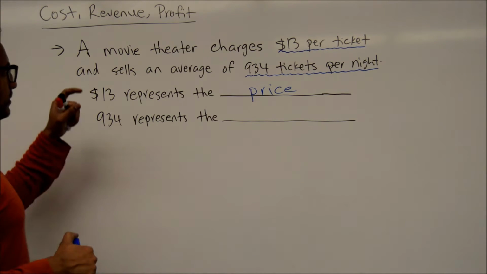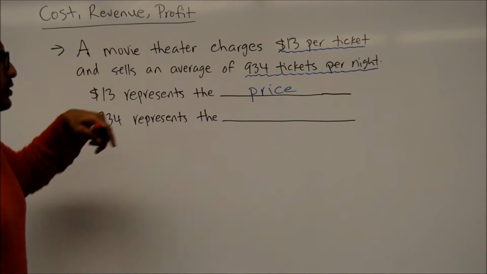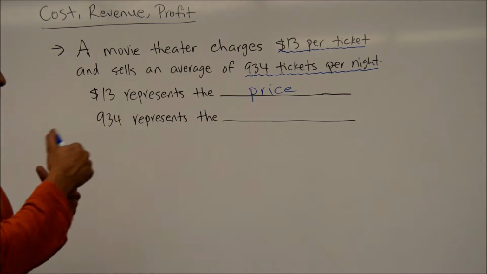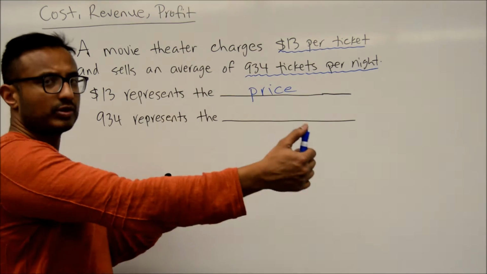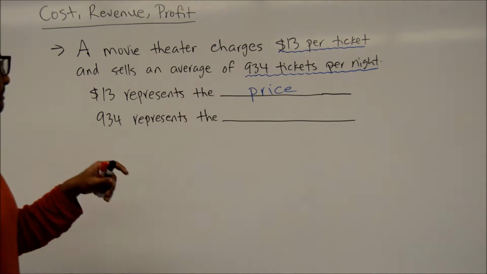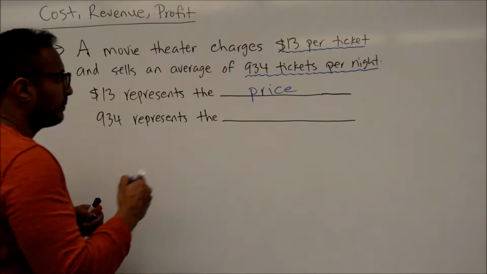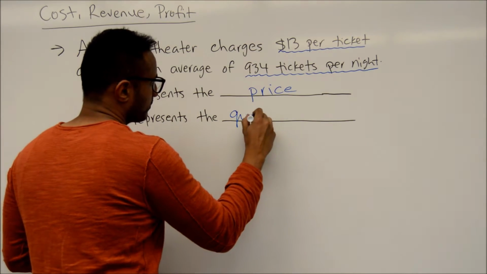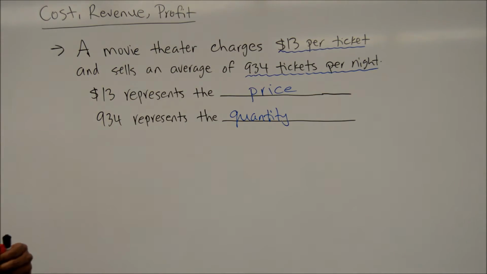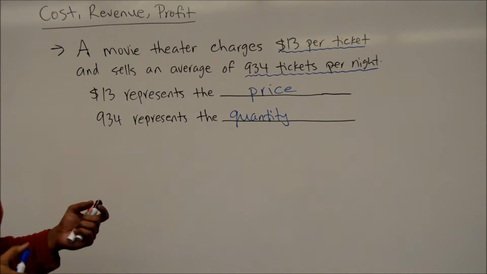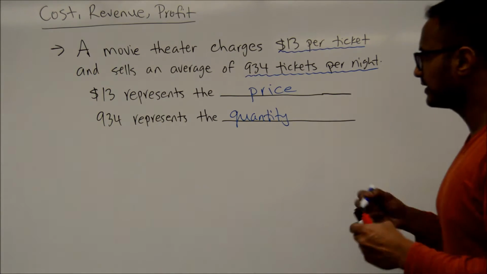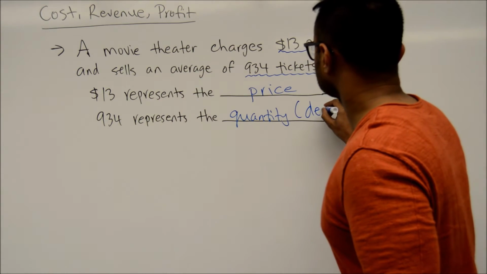934, so the movie theater is selling an average of, by that we mean maybe on Tuesday they're selling fewer tickets, on Friday and Saturday they sell more tickets, but on average they sell 934 tickets per night. So 934 represents the quantity of tickets that consumers are buying. Now we're going to think of quantity in another way. We're going to think of quantity as the market demand.